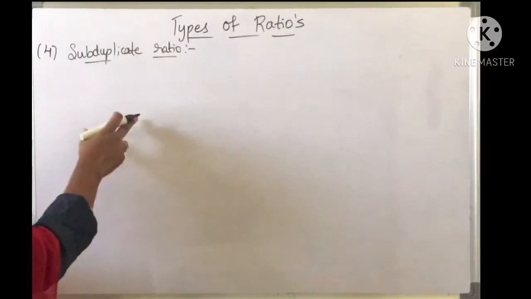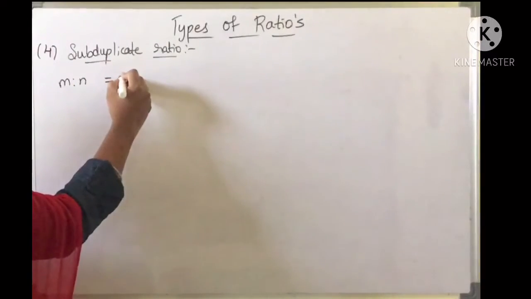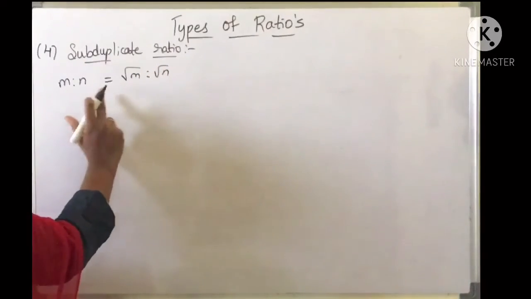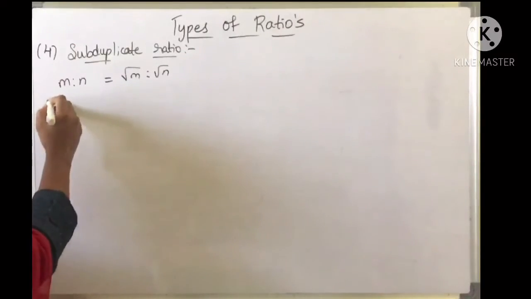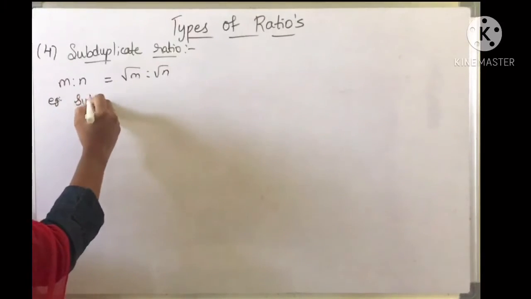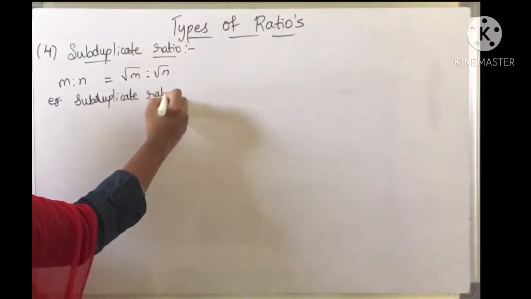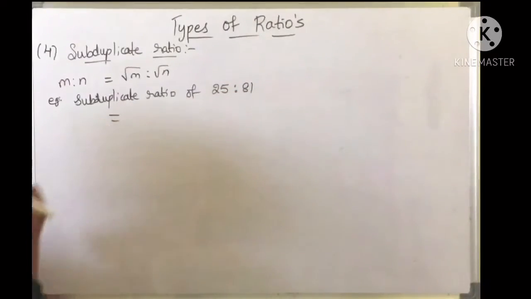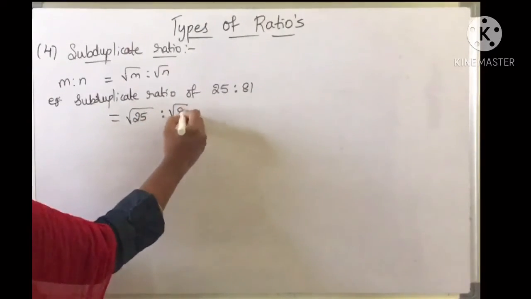So the subduplicate ratio of m is to n is the ratio of root m is to root n. The subduplicate ratio of the ratio m is to n is nothing but root m is to root n. Otherwise, here is an example. If I take the subduplicate ratio of 25 is to 81, how do we find it? Root 25 is to root 81.